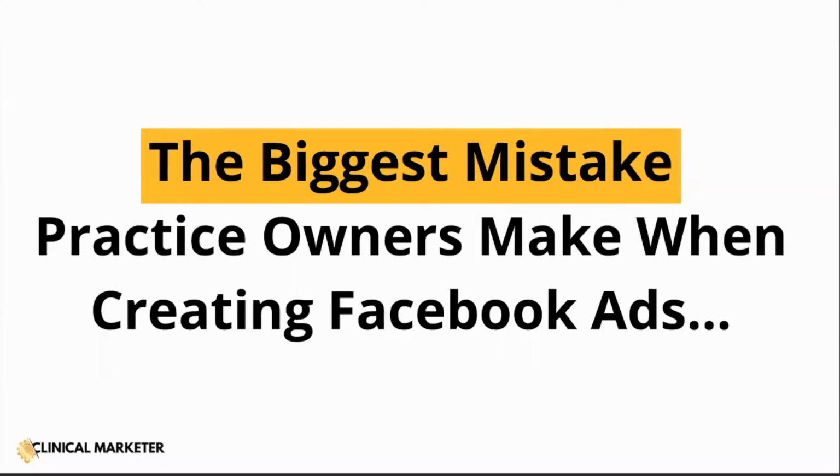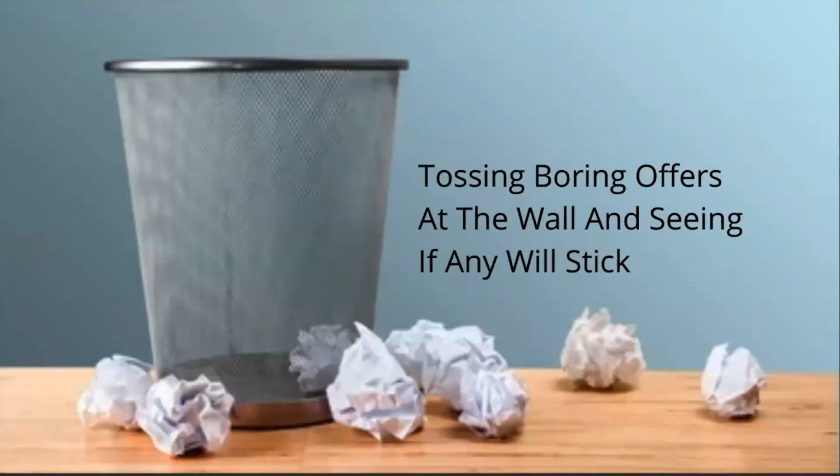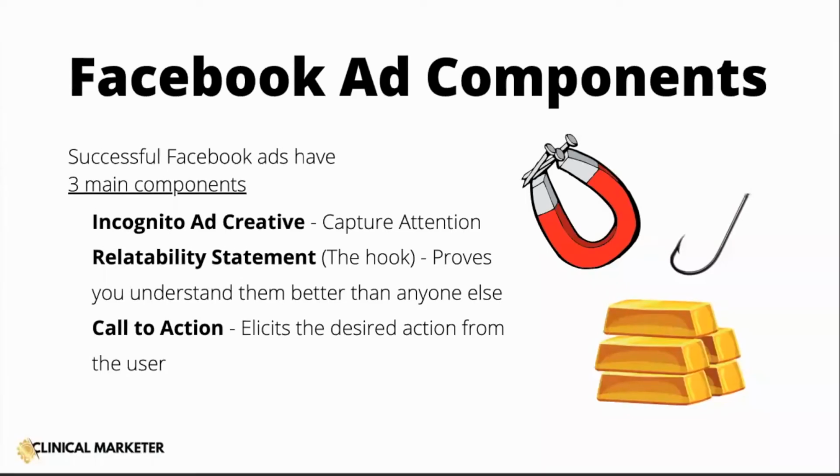Okay, the biggest mistake that practices make when they create their ads is they're way too general. People are offering things like free discovery visits or movement and mobility assessments, or whatever idea they come up with, and they're basically just tossing untested ideas at the wall and hoping something sticks. What we found works really, really well is a 3-step formula in order to create Facebook ads that actually convert, and not only convert into leads, but actually convert into package sales. Those 3 components are basically the incognito ad creative, the relatability statement or the hook, and the irresistible offer.